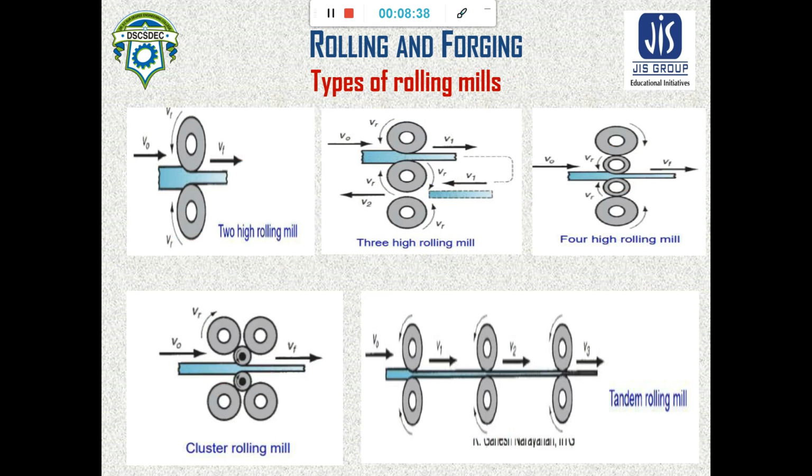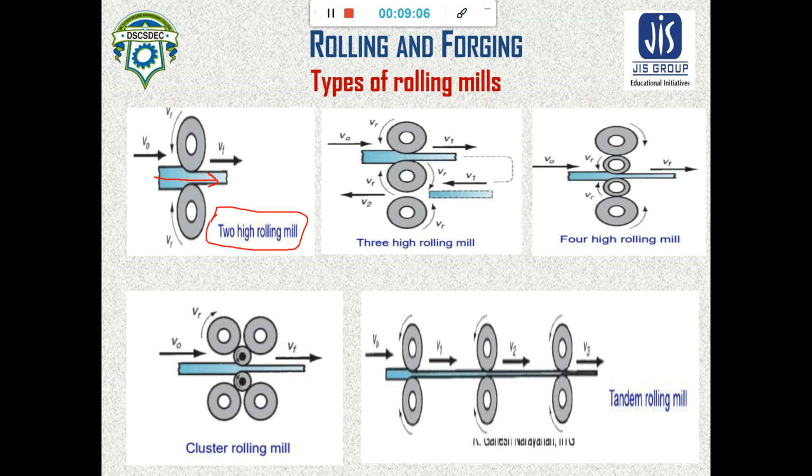Now we will see different types of rolling mills. There are several types of rolling mills. When there are only two rolls rotating opposite to each other, and the stock or material is moved between them, this type of setup is known as a two high roll mill setup.